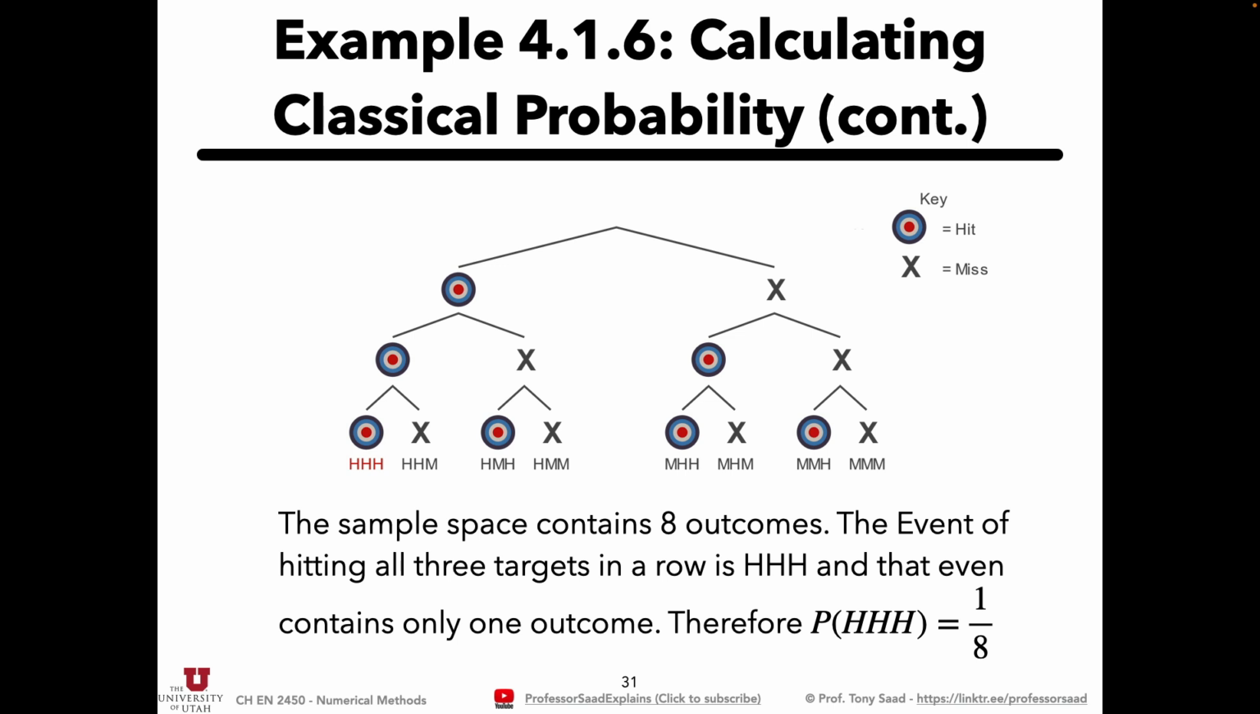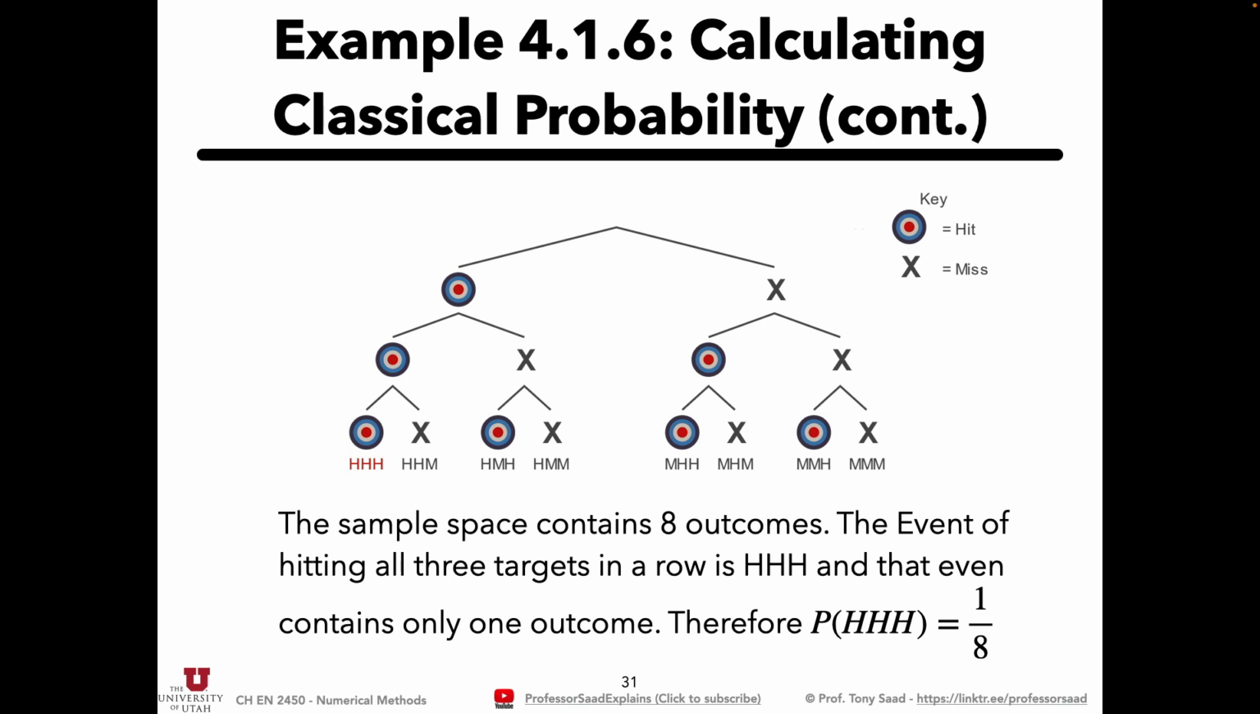Later, we will learn to use combinatorics, and we'll be able to do these counts very quickly. But it's good to visualize them now, to think very simply about this. We have 8 possible outcomes after 3 shots. Only one of them is hit, hit, hit. So classical probability tells you the probability is 1/8 for getting hit, hit, hit.